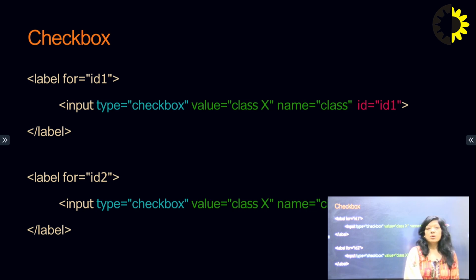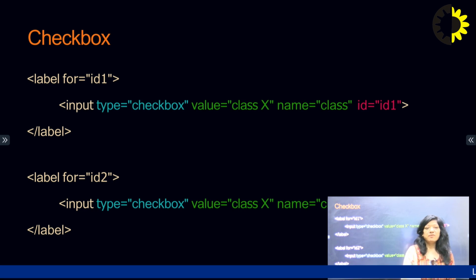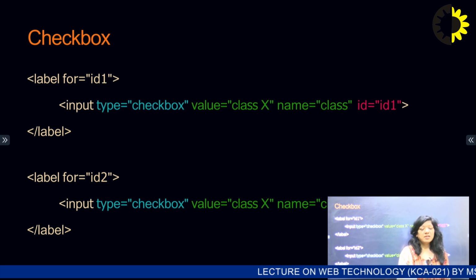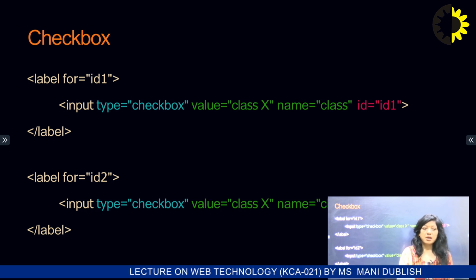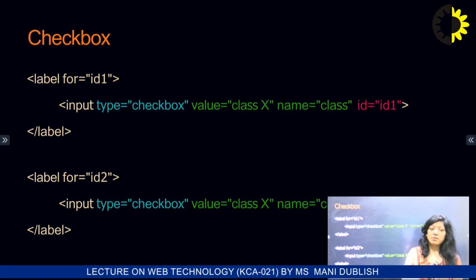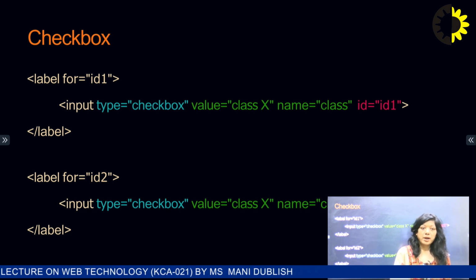For which value? Class X, and I have to write the name of that class. Name is equal to class. And label for is equal to ID1, and closing of label. And in a similar way we can create a checkbox for ID2. Input type, again I am taking checkbox, value similar class X, and name class 12th, and label for ID2.